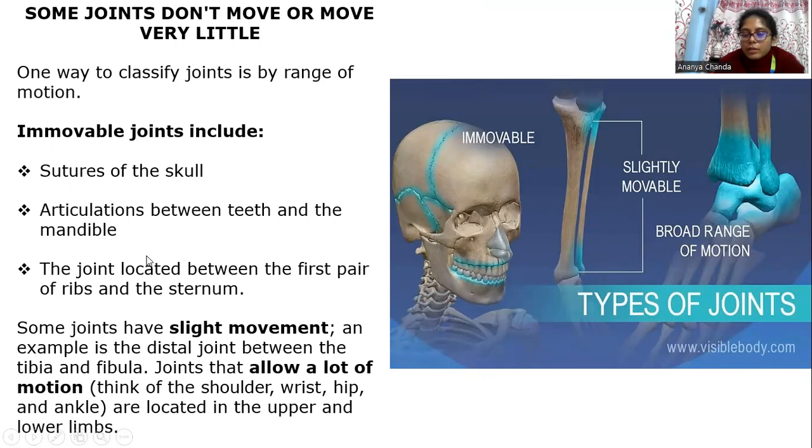Then comes the example for the slightly movable joint. The example is the distal joint between the tibia and fibula, which is present below the femur bone. This joint actually allows a lot of motion, like the shoulder movement, wrist movement, and the hip and the ankle movement, and these are located in the upper and the lower bones. So the slightly movable joints are present in the upper and the lower body portion.